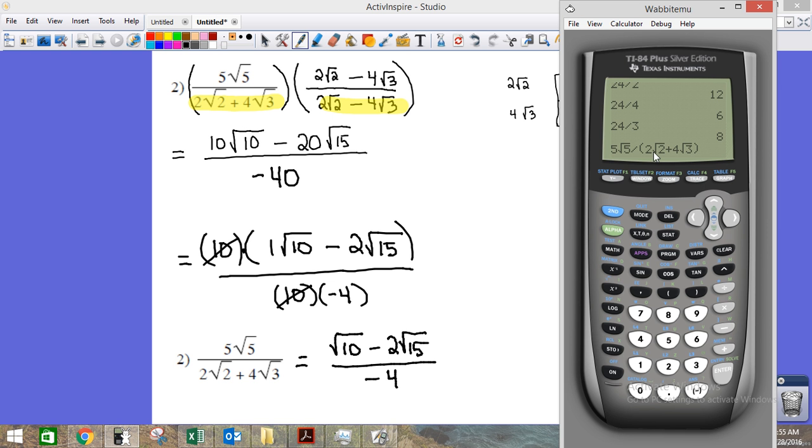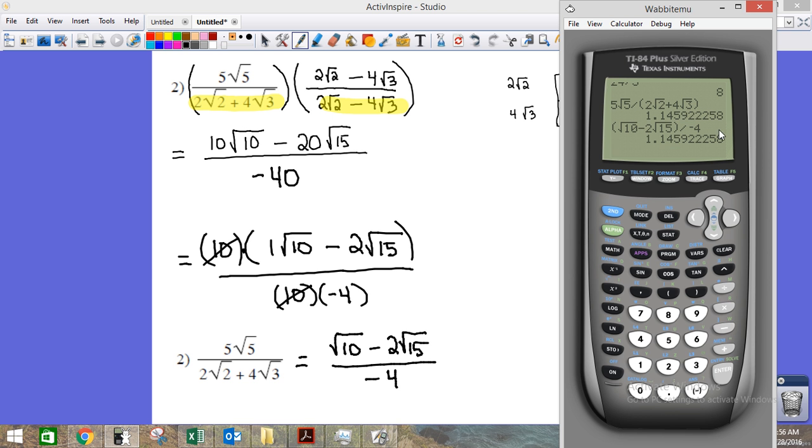So my decimal approximation, this is an exact value, and the calculator can approximate it for me, but a pretty good approximation to about 9 decimal points. Now I need to put my numerator in parentheses. If I take the square root of 10 minus 2 times the square root of 15, close that because there's my entire numerator, and divide it by negative 4, I should get the same decimal number.